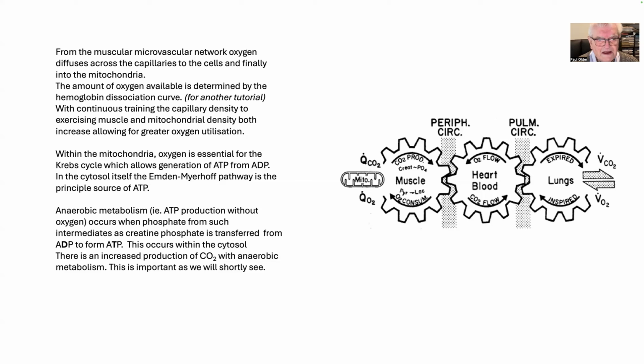Anaerobic metabolism, i.e. ATP production without oxygen, occurs when phosphates from such intermediates as creatine phosphate are transferred to ADP to form ATP. This occurs within the cytosol. There is an increased production of carbon dioxide with anaerobic metabolism. This is important, so remember that.